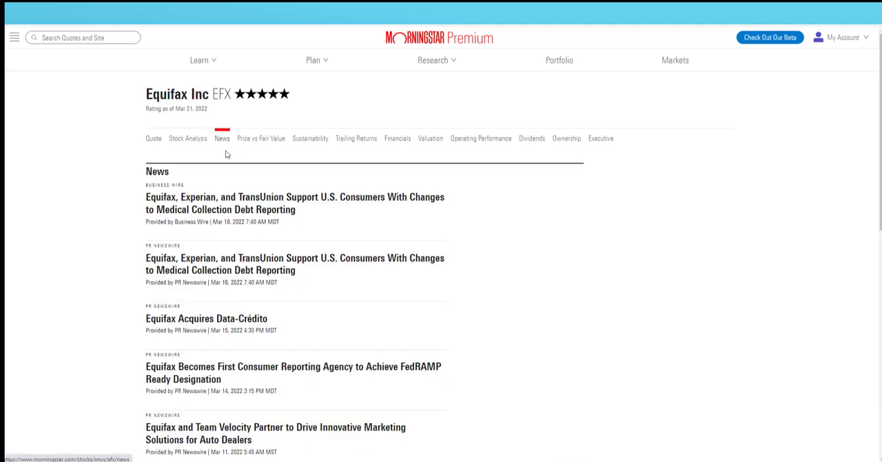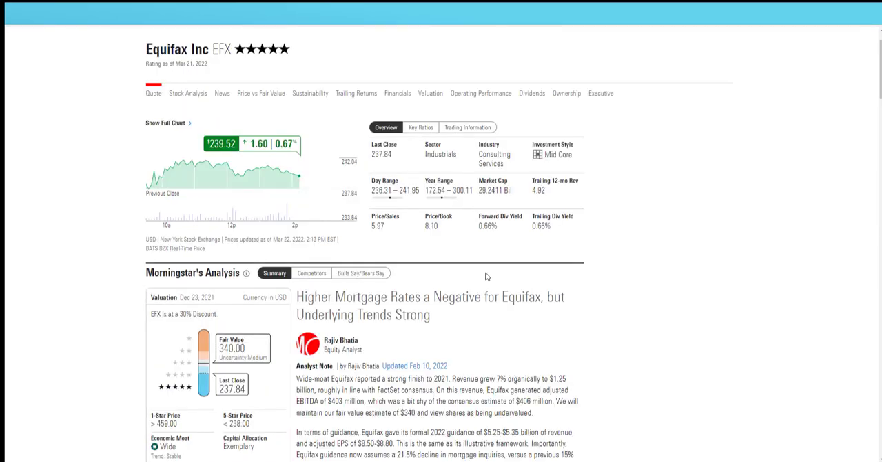We could go to the news page, and once again we can get these latest news postings on Equifax. Do some comparisons. These news postings come in from different news media. This is Business Wire, this is PR Newswire, lots of different places to get news about a particular stock. So a very comprehensive website attracting a lot of great information.